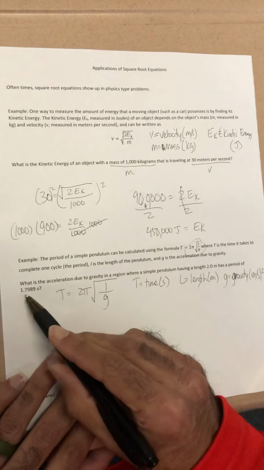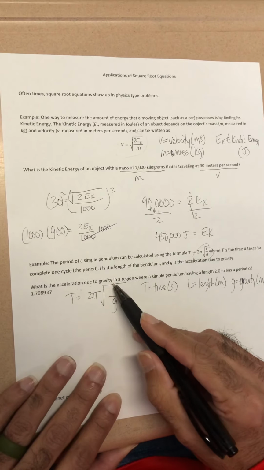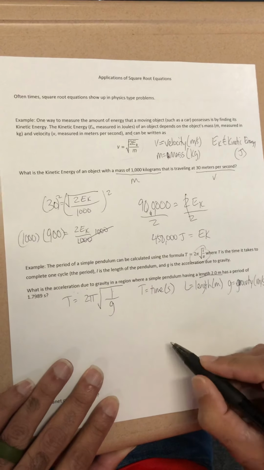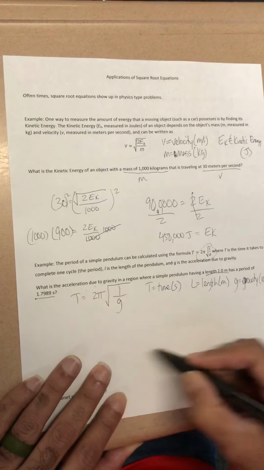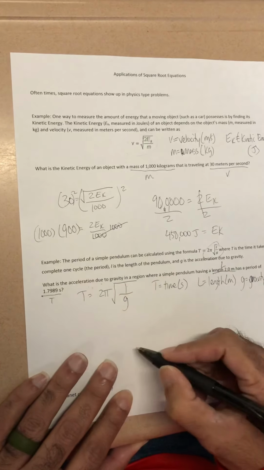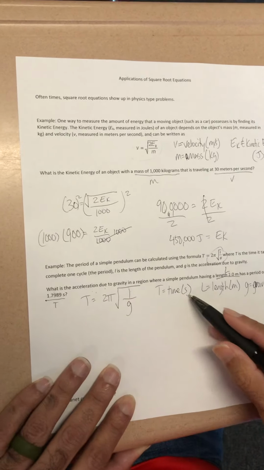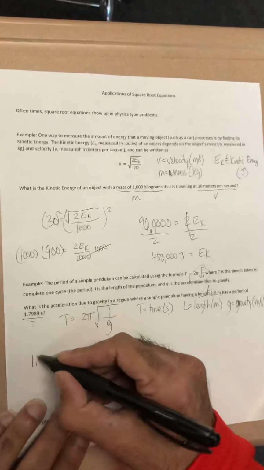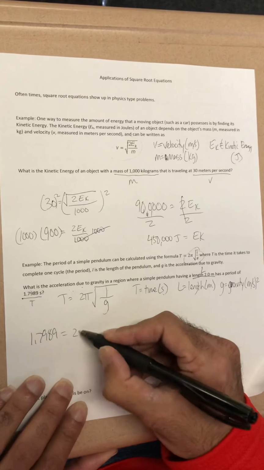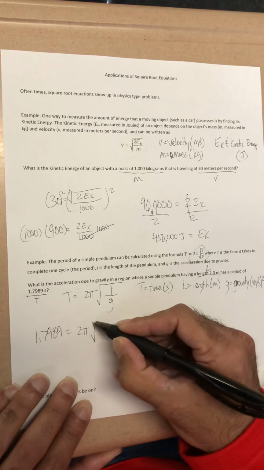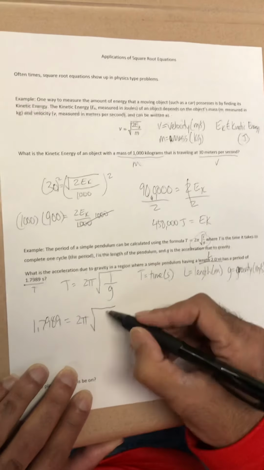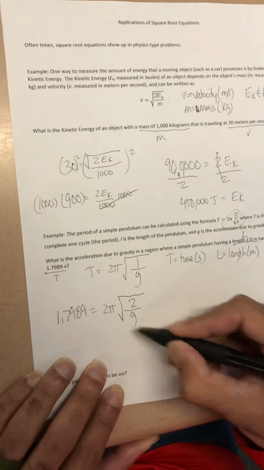So on our problem here, it says, what is the acceleration due to gravity in a region where the simple pendulum has a length of 2.0 meters and a period of 1.79 seconds? So this is L and this is T because it gave us seconds. So we can say 1.79 equals 2 pi times the square root of 2 over g.